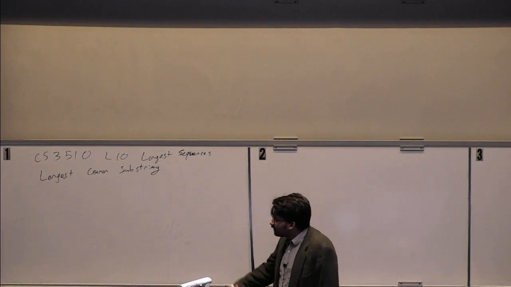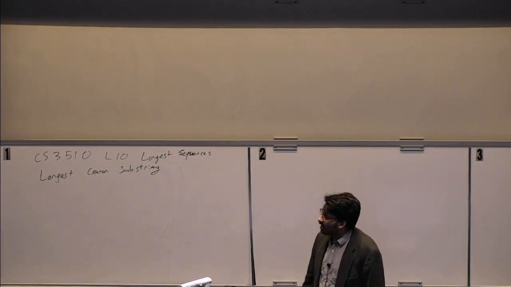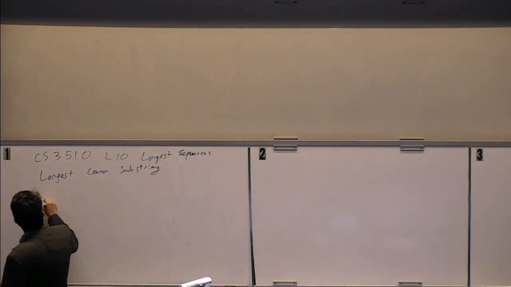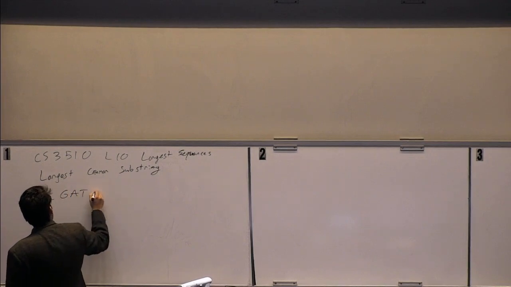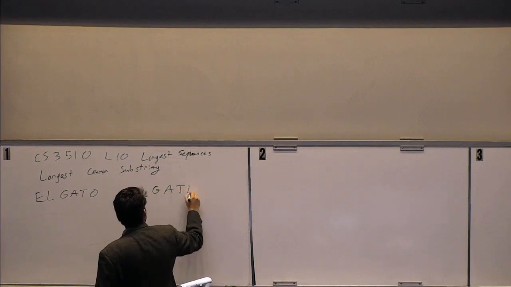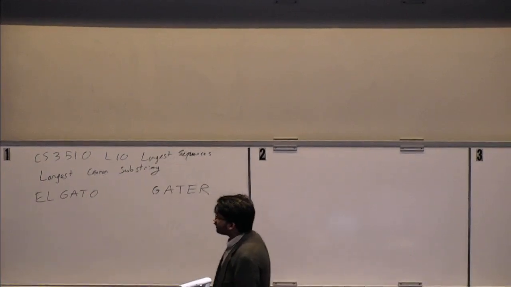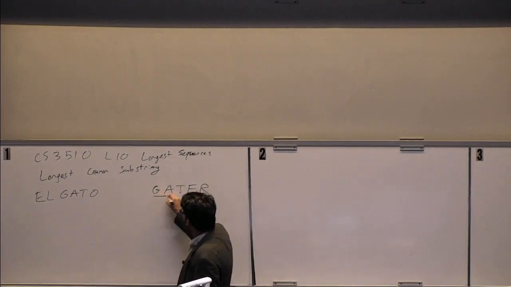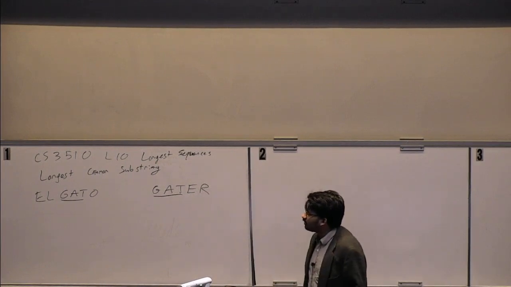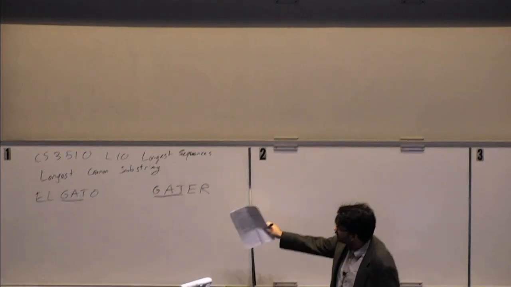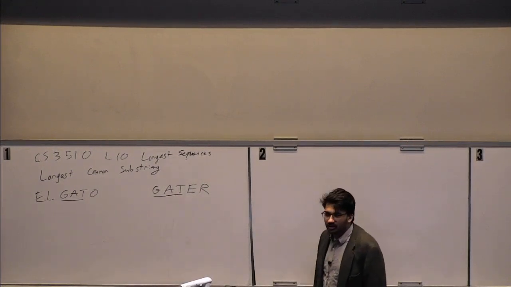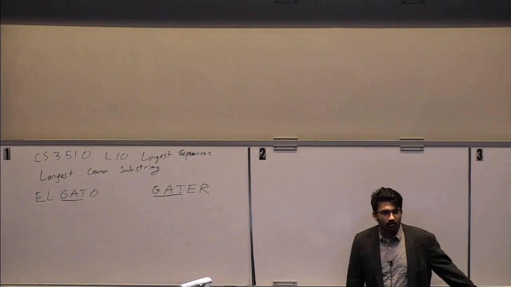Now, necessarily by the definition, the common substring that we're looking for must be contiguous. So if, for example, let's say we had El Gato, and then we had Gator. The longest common substring between these two words is going to be GAT, right? Necessarily, this is not only a common substring, because GAT is a substring of Gator, and GAT is a substring of El Gato, but also the fact that it's the longest one, right? So we can't find a longer one between these two.